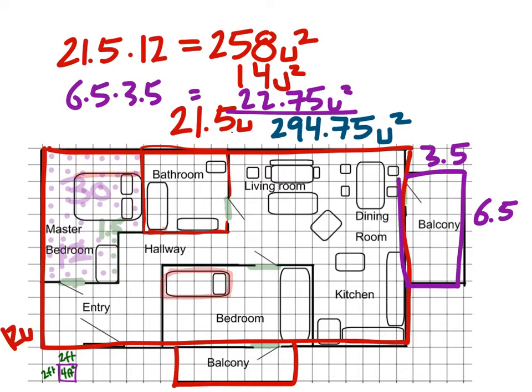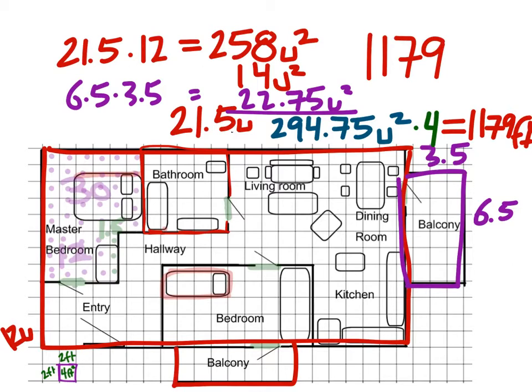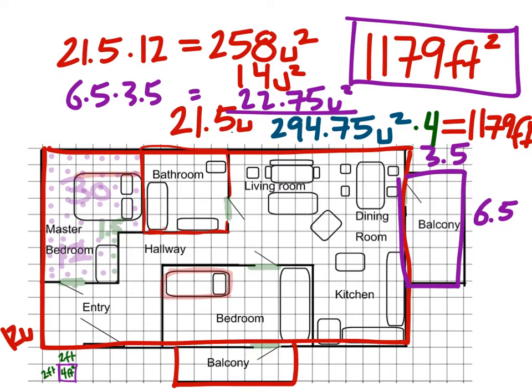So each one of those square units is 4 feet. So let's see if that's right. So let's multiply these by 4. And that should tell us the actual area of the house with the balconies. 1,179. And this would be in feet squared. That didn't come out right. Let me rewrite that. So the total area of the house with the balconies, 1,179 feet squared. Bam. So that would be the answer to, what was it, 12?